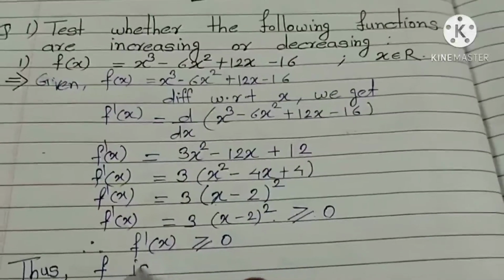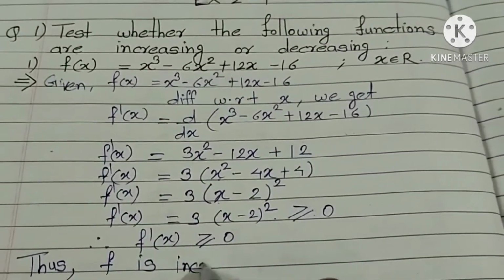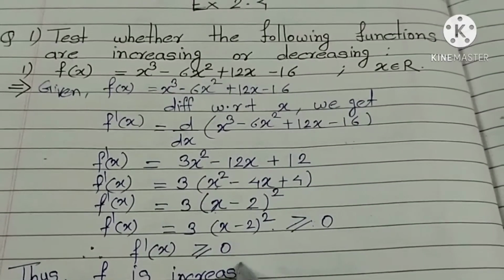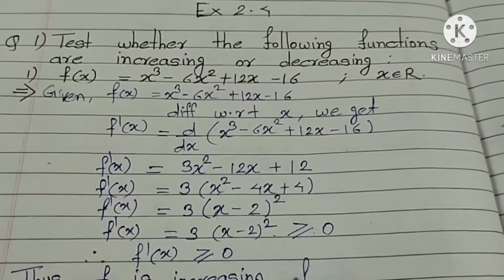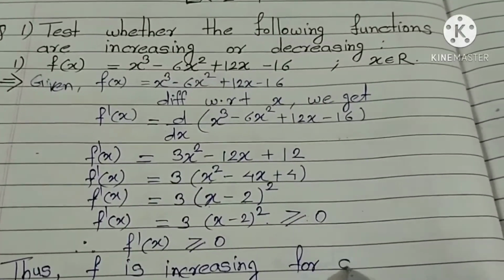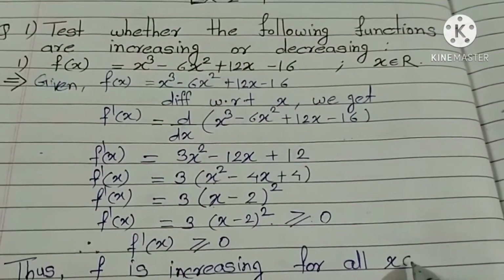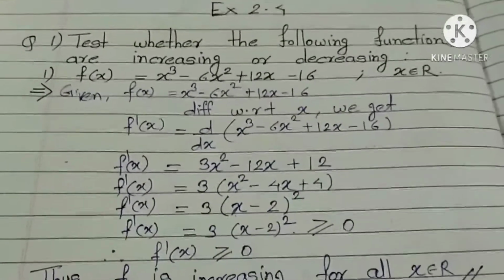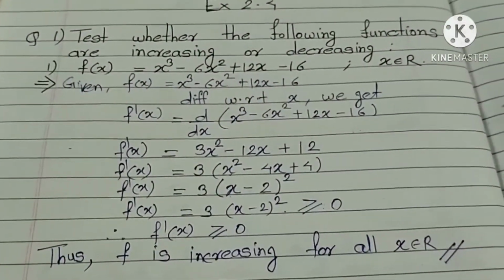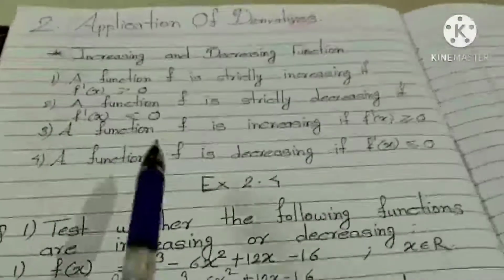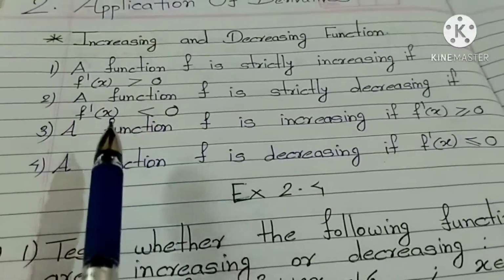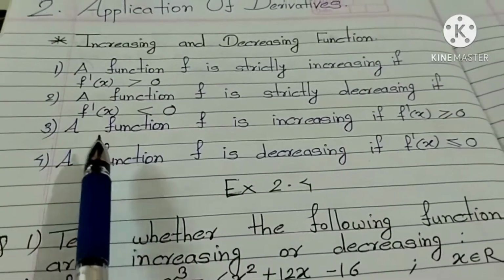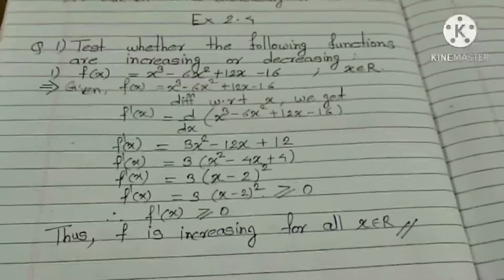And thus f is increasing for all x belongs to real numbers. So here we finish. You can observe that it is a very simple example. By using these 4 steps or 4 points, we can easily find increasing and decreasing functions.